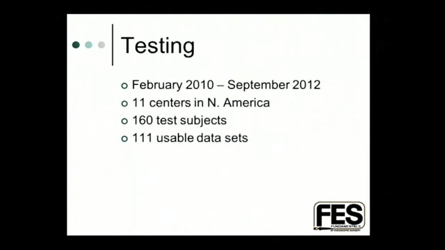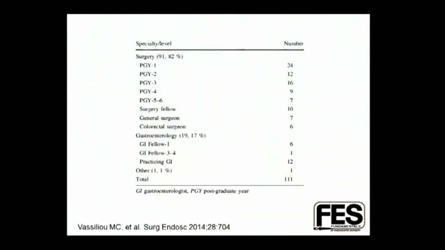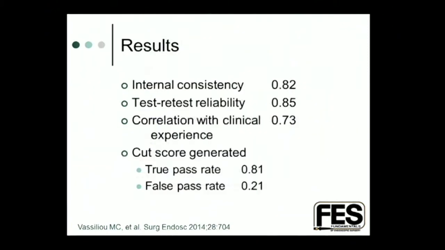So testing was conducted. Once we had this virtual reality platform, we had the metrics, and we decided who the minimally qualified candidates should be to pass the FES hands-on skills exam. Then we did our multi-center testing. That was conducted from February 2010 to September of 2012. We had 11 centers in North America participating in the testing, 160 test subjects total, and we had 111 with usable data sets. This is the demographics that broke out, so you can see not only did we have surgery residents, but we had fellows, we had gastroenterology fellows, and practicing attendings.